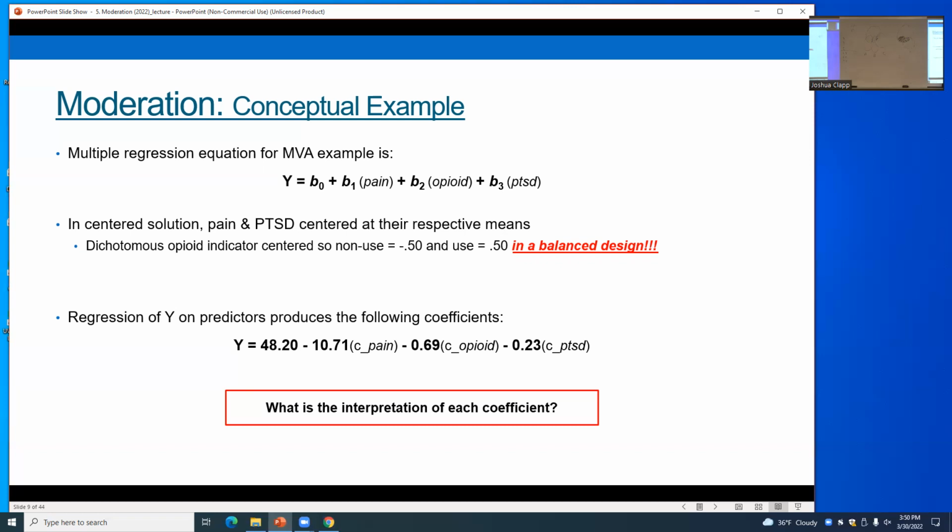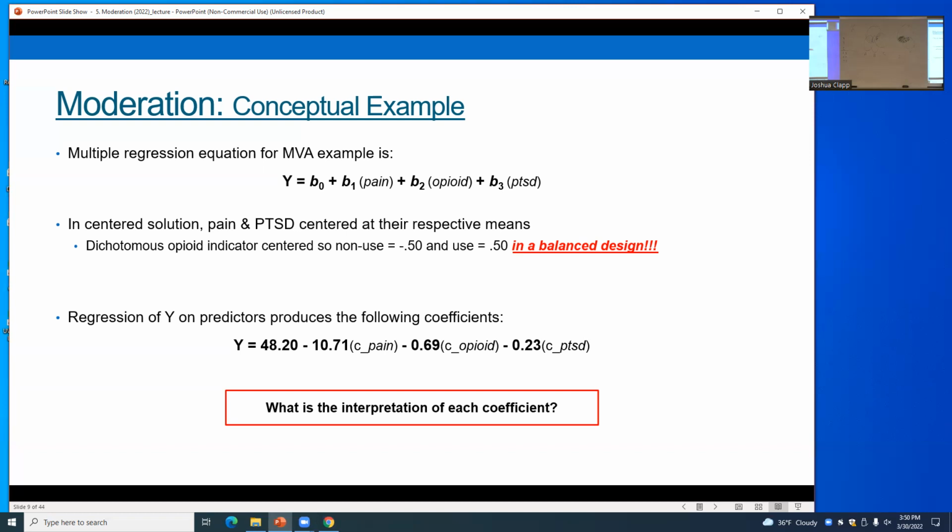This is the expected value of y, right? Because it's a predicted value. This is our expected value of y when all other variables are held constant at 0. Now, if I just run an uncentered model, that's going to be a very different number, right? Because this is the expected value of y when pain, PTSD, and opiate use are all held constant at 0, which means no pain, no PTSD, and no opiate use.